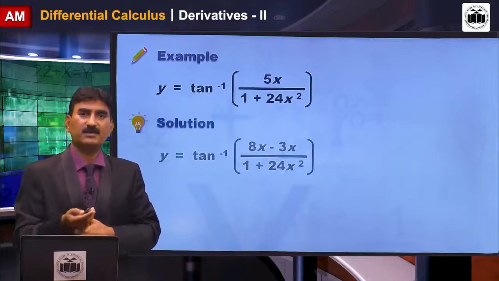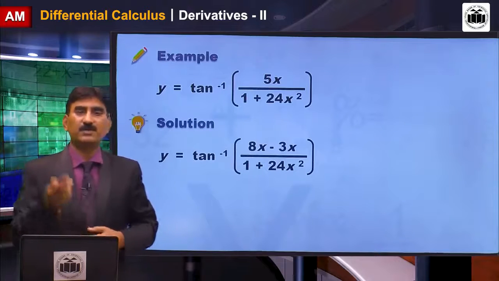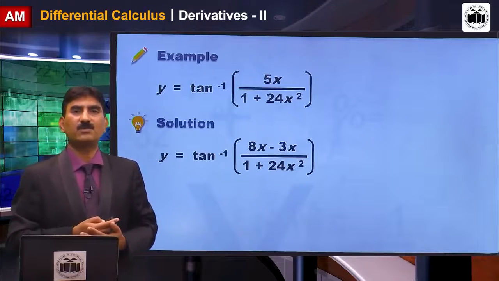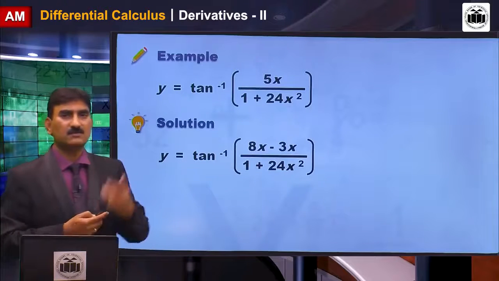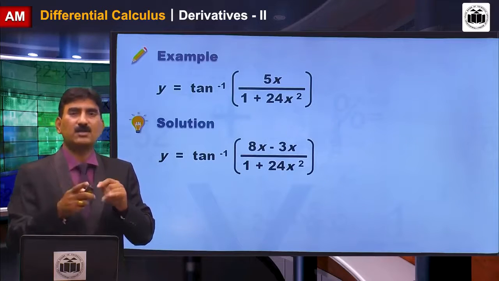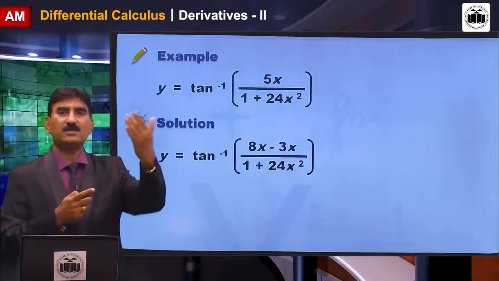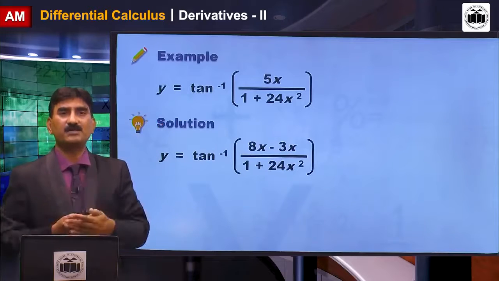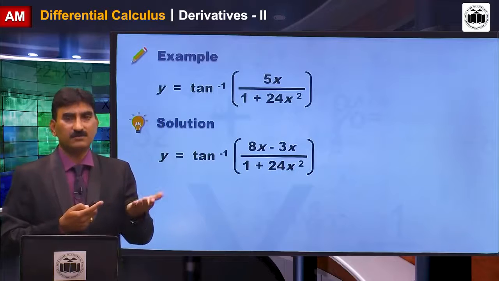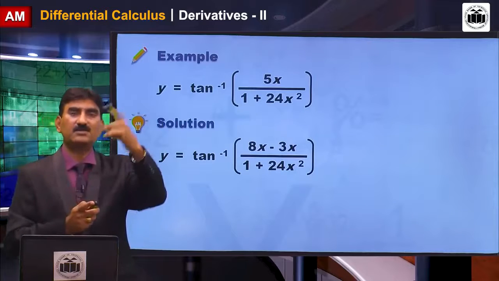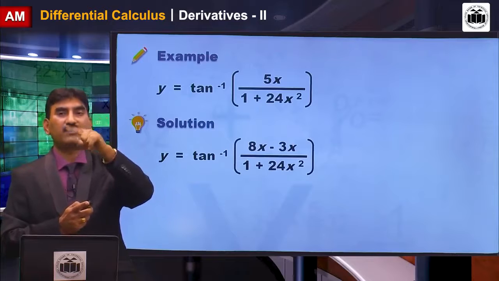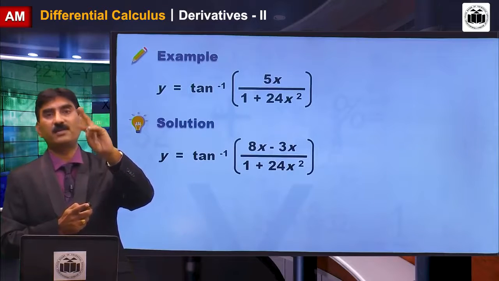देखो कैसे split करेंगे? We split like this way. y equal to tan inverse of 8x minus 3x upon 1 plus 24x square. कैसे split किया? I am taking these two terms in such a way that the difference is 5x and their multiplication is 24x square. 8 into 3, 24 and 8 minus 3, it is 5. So just you see the relation of 5 and 24. This thinking is very important.